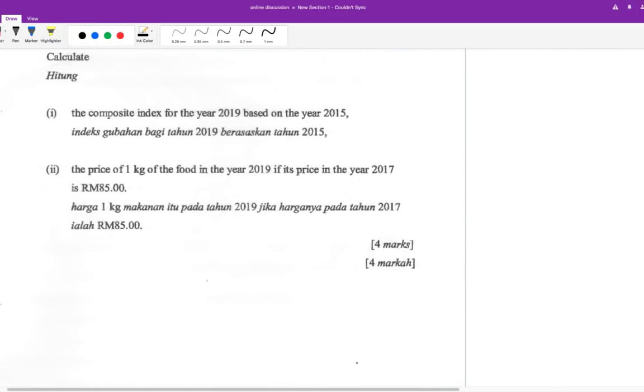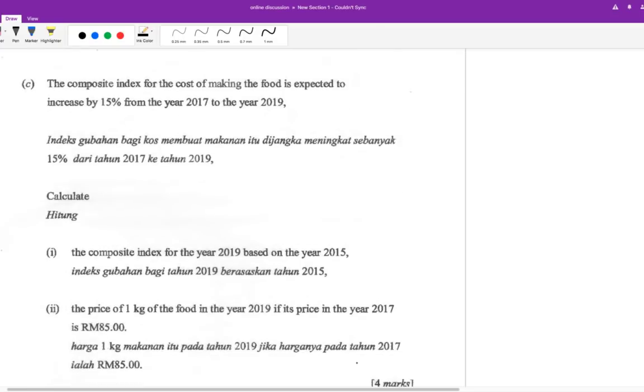And the last part, C, the composite index of the cost of making the food, combining A, B, C and D, is expected to increase by 15% from the year 2017 to 2019. So I guess this is 2019 based on 2017. I know the index number for 19/17 is plus 15, so it's 115. Then the question asks you to find the composite index for 2019 based on 2015.